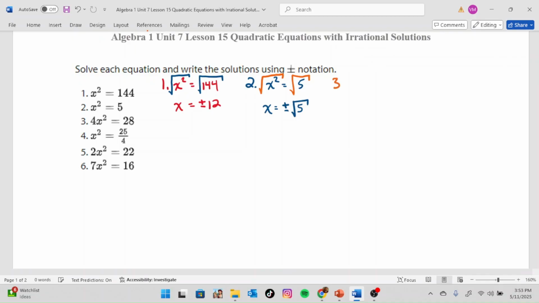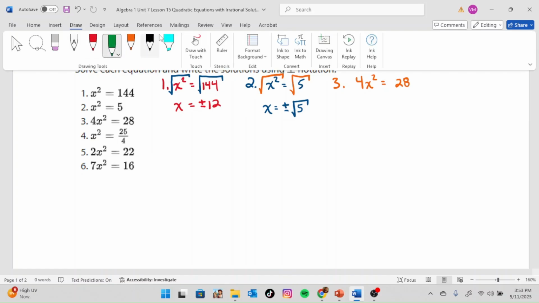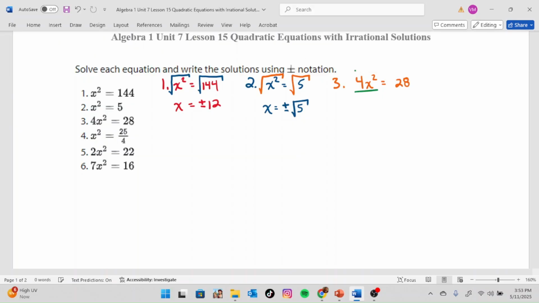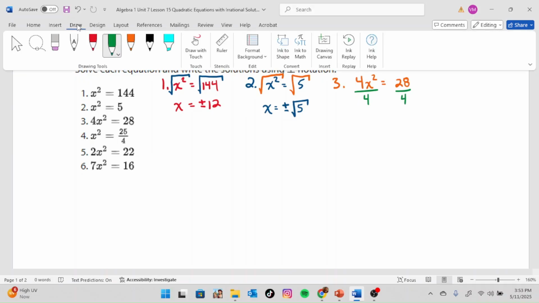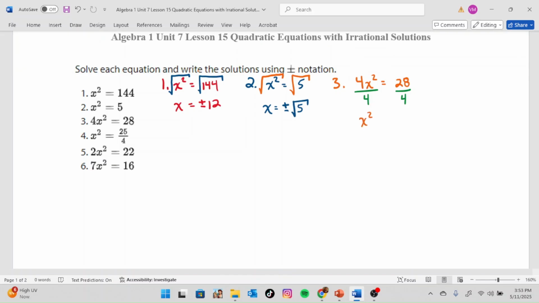The next one would be number 3. Here we have 4x squared equals 28. Well, the first thing I need to get rid of is that 4. And the opposite of multiplying by 4 is dividing by 4. And so I'm going to divide both sides by 4 to keep it equal. This is going to leave me with x squared equals 7.